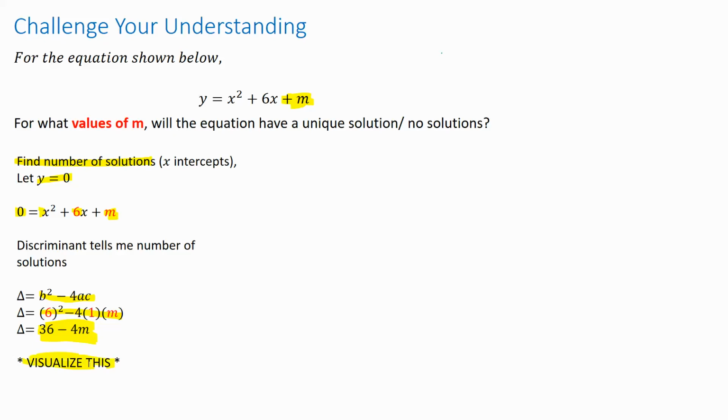Notice I wrote here, visualize this. Because what I want you to do is picture this. You no longer have your y and x axes anymore. You now have a discriminant axis, and you've got an m axis. You see how the discriminant replaces your y value and your m replaces your x value. What I'm trying to say here is you're just trying to find the relationship between the number you choose for m and how that affects your discriminant.